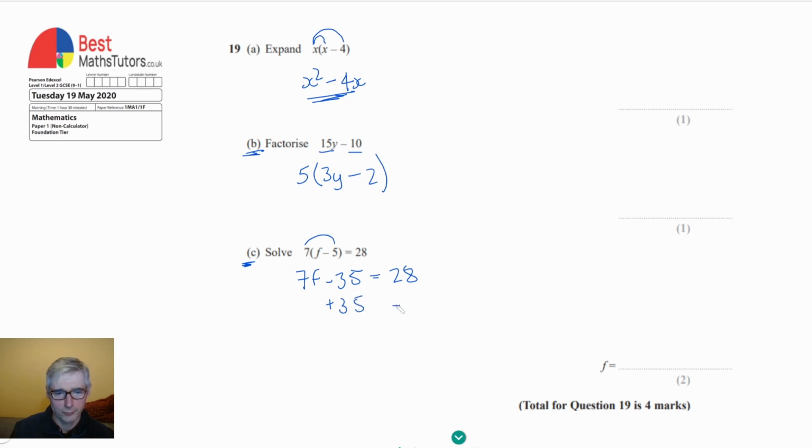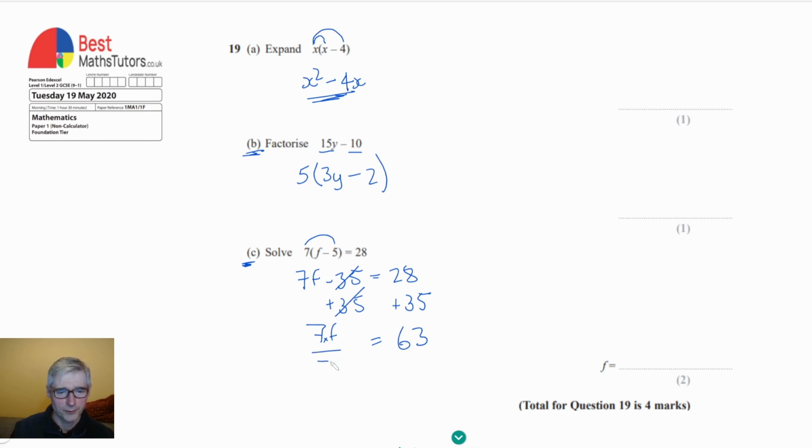So we have to do the same thing to both sides when we've got an equation, and then it's still balanced. So that means that 7f is going to equal, because the 35's cancel on the left-hand side of the equals, 28 plus 35, which is 63. And then if we want to find what f is, because the 7 is multiplying the f, we then need to divide both sides by 7.